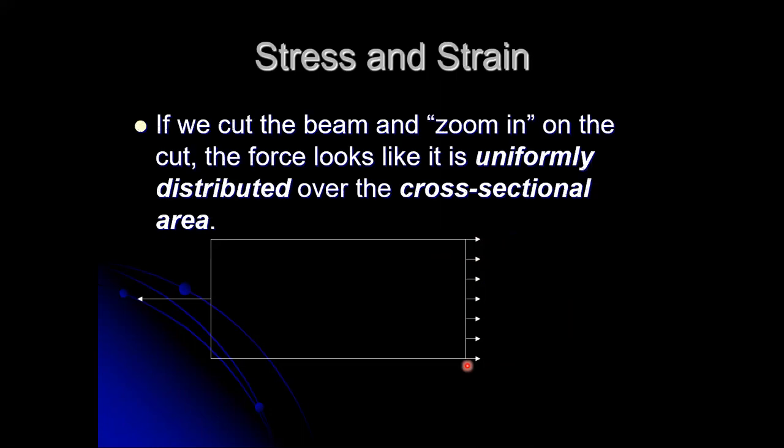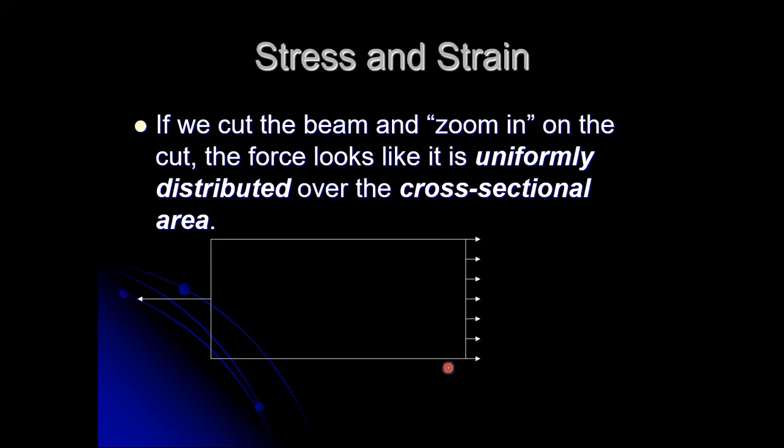So if we cut that beam and we zoom in, the force looks like it's uniformly distributed. Now that's true as long as we're closer to the center of the member. If we're down here at the end where the load attaches, if we have a pin here or something like that, that's a very different stress situation. That's where we end up with stress concentrations and all of that. And we'll look at those a little bit later on after we get the basics down. But here we're far enough away from the end that we have essentially a uniform distribution.